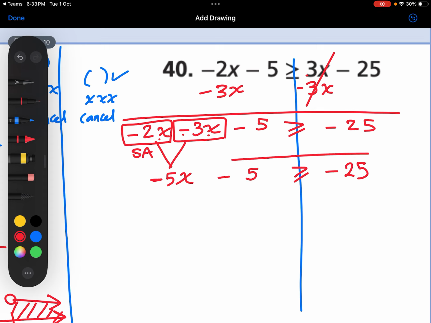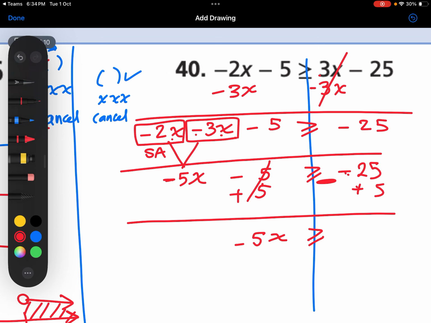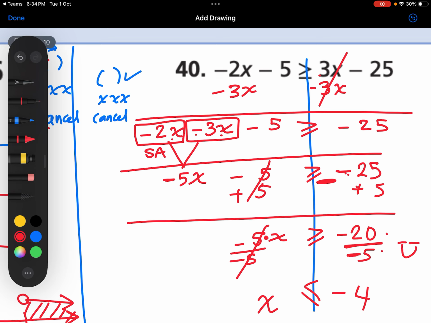Now, what can I do? Can I cancel out this 5? Yes, just add 5 on both sides. Cancel. Now I have negative 5x here, more than or equal to, different signs, subtract. 25 minus 5, it's 20, negative. Now, to cancel the negative 5 that is multiplied with x, divide by negative 5 on both sides. X alone, since I'm dividing by a negative number, flip your inequality. 20 divided by 5 is 4. 2 negatives will give me a positive answer.